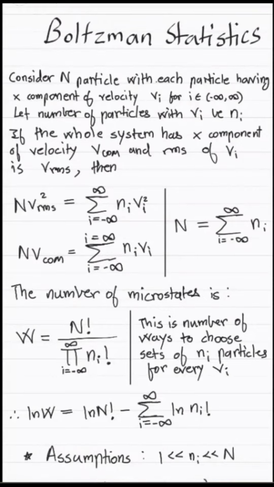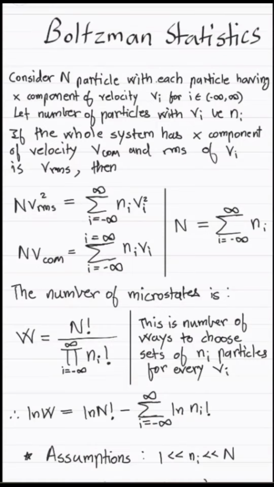Consider n particles, with each particle having x component velocity vi for i belonging to negative infinity to infinity. i is just a marker to tell us which particle or which velocity we are dealing with. This range has nothing to do with the derivation. You can use any range that you want. You could even have i equal to 1, 2, 3, 4. Just because there are an infinite number of such velocities, that's why I'm dealing with this range, all real numbers.